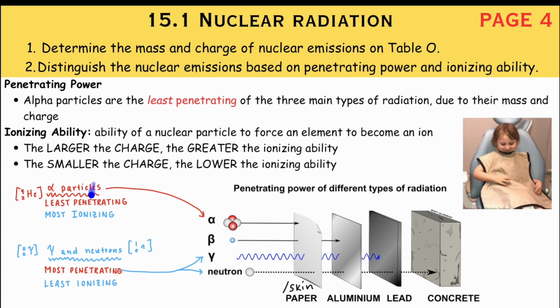Notice how for the alpha particles and for the gamma particles, both of these terms are flipped. So that can be a helpful tool to remember. Alpha particles: least penetrating, most ionizing. Gamma particles: most penetrating, least ionizing.